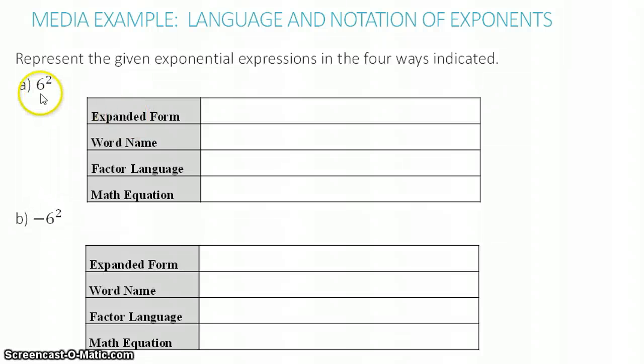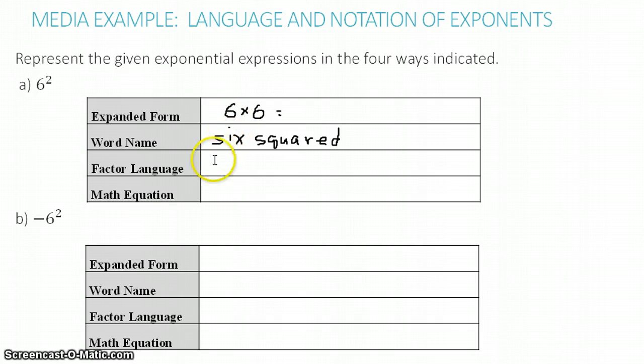So expanded form, so we'd read this as 6 squared or 6 to the second power. Expanded form means writing it as the product of its factors, 2 factors of 6. So 6 times 6. Next we'll write the word name, and we said that it was 6 squared. When we have the second power, we have the special name squared. Or you can say to the second power.